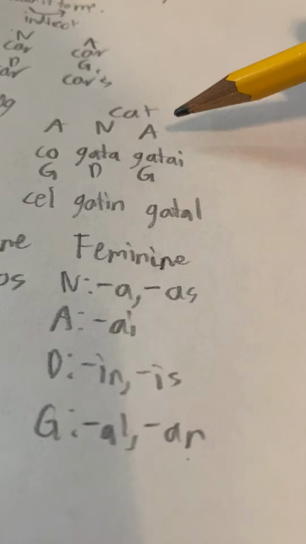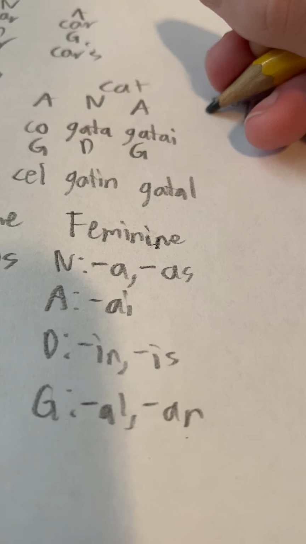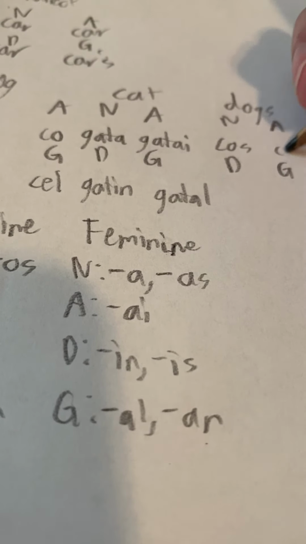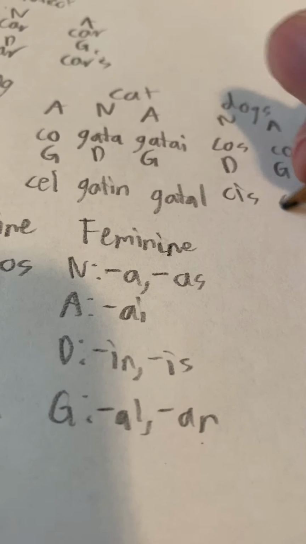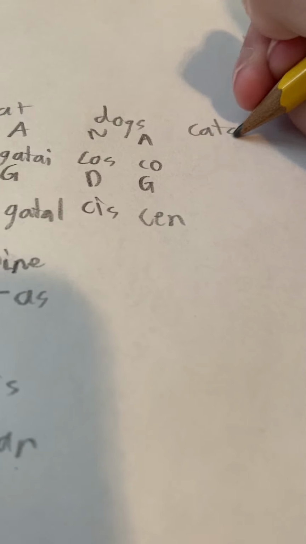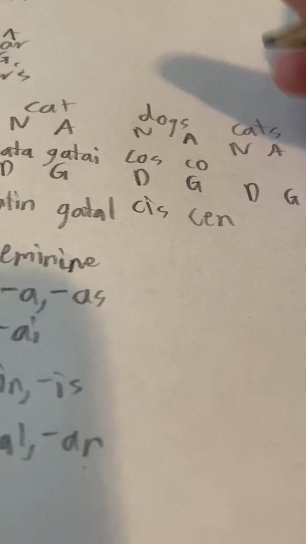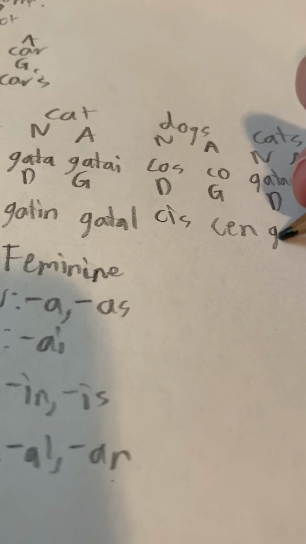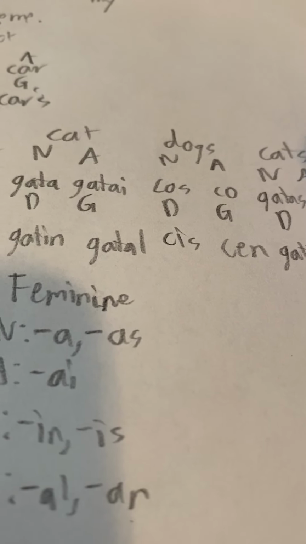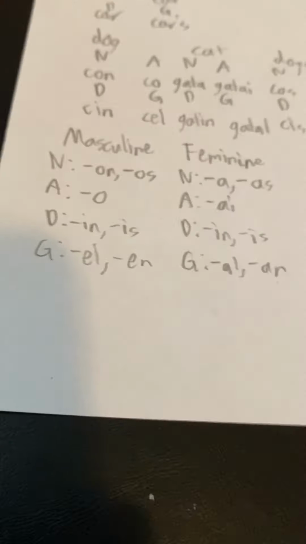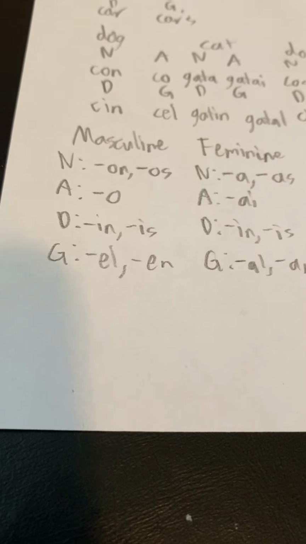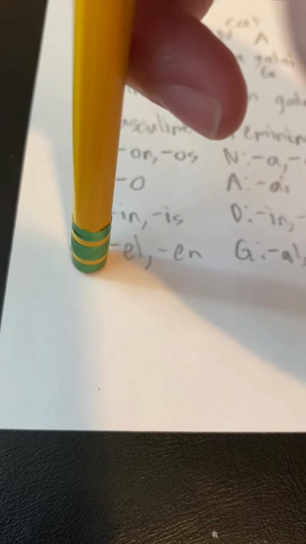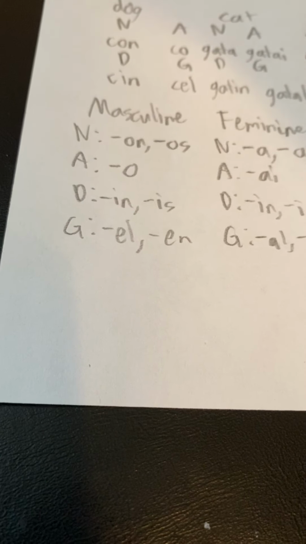So if we were to do this chart for dogs, it would be shon, sho, shis, and shin, and the plural shos. And for cats, it would be gatas, gatai, again that's the same, gatis, and gatan. So yeah, these you really just have to memorize. It's good to try to get an intuitive understanding of the nominative, accusative, dative, and genitive. That'll help you figure out how to do that.